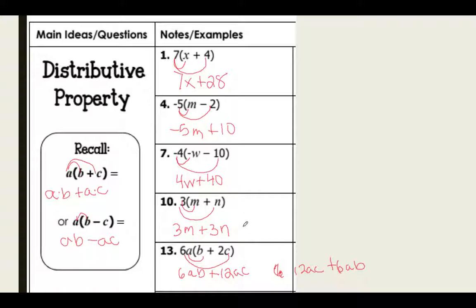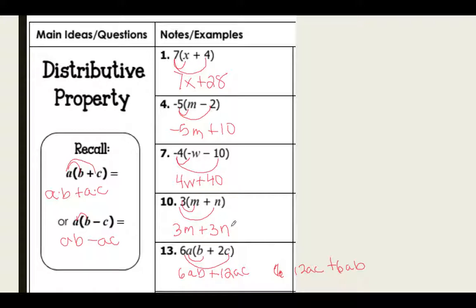Okay, so hopefully you got 3m plus 3n, and I just want to quickly talk about all of these. So just remember, with our last video we did combining like terms, and we cannot simplify these anymore. So this one has an x, this one doesn't, so we're done with that. Same thing with this guy, 3m and 3n. Those are not like terms. One is an m, one is an n.